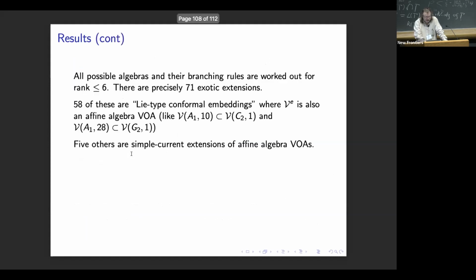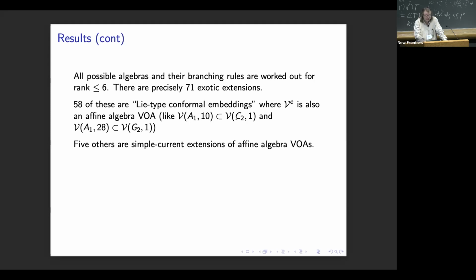Okay. So here's the answer. Don't trust these numbers, because every time I count up, I get a different number than 71, but 71 is the average. So there's precisely 71 exotic quantum subgroups, so exotic condensations of these things up to and including rank 6. 51 of them are of the kinds that we saw for SL2. They're things like A1 level 10 contained in C2 level 1. So not just the smaller one, but the bigger one is of Lie type. And so almost all of them are of that type.